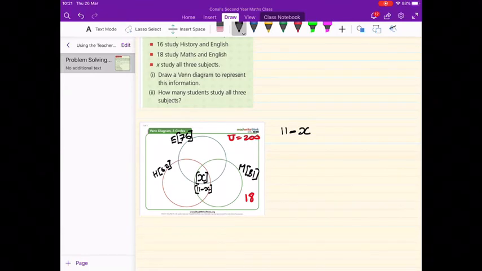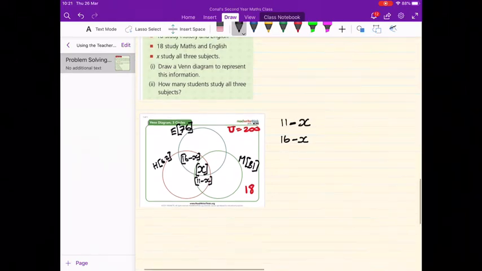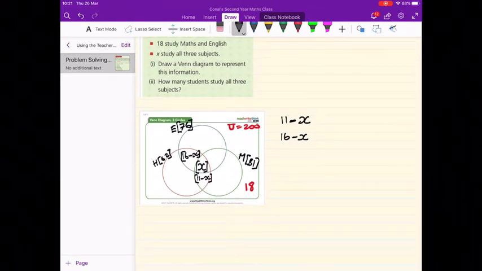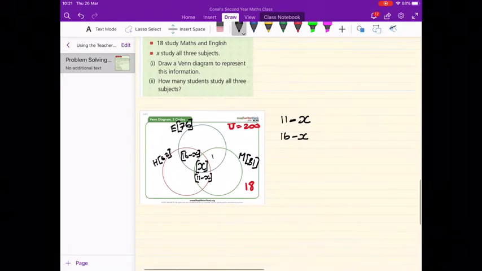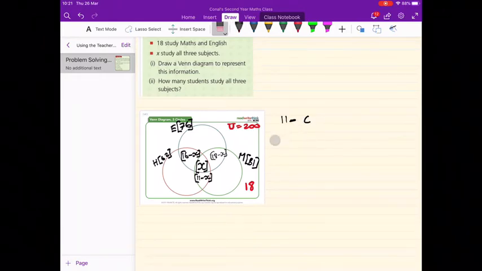Next, we have 16 study history and English. As before, we know there's 16 altogether that study both subjects. We'll have to take away the students who study all three. So for history and English, we'll have to take away X, so we'll have 16 take away X. Then we have 18 students that study maths and English. So that's again going to be 18 take away X students.